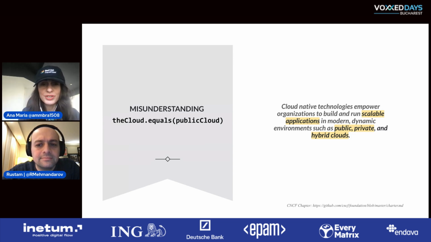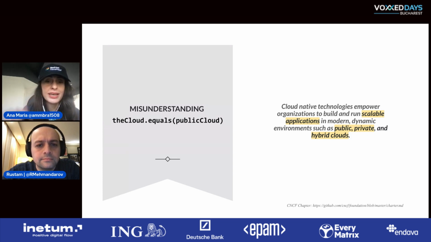But if you look at the definition that the Cloud Native Computing Foundation is giving to us, it says that you should build scalable applications, first of all, focusing on what you're building. And then you should be focused that you could deploy those in any of the public, private, or hybrid clouds. So this kind of gives us a lot of options in terms of using the cloud.